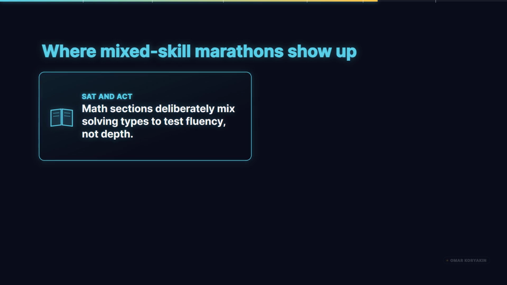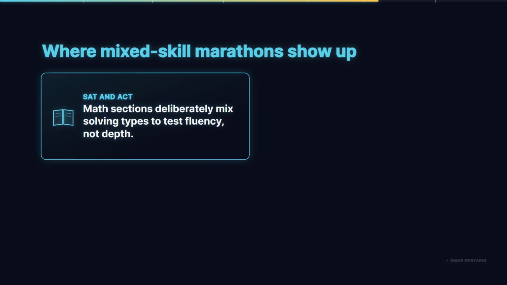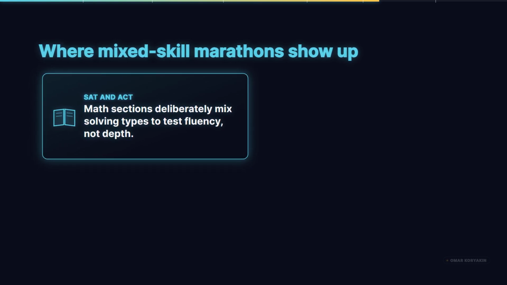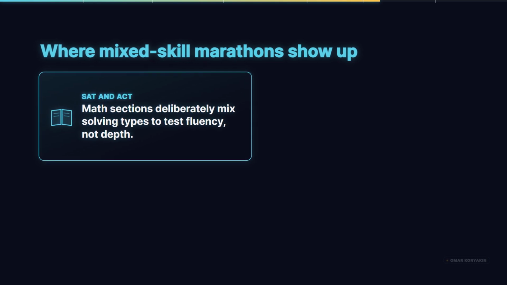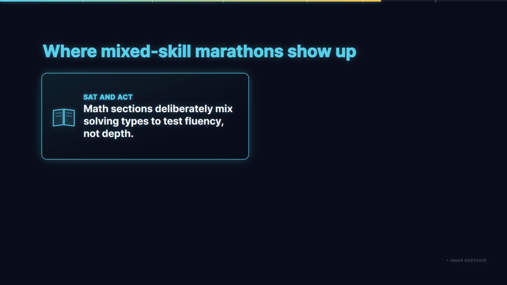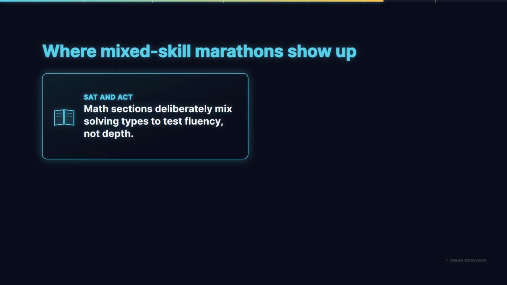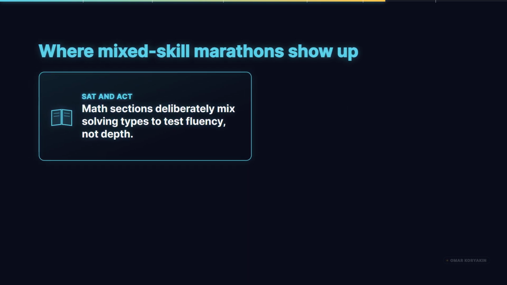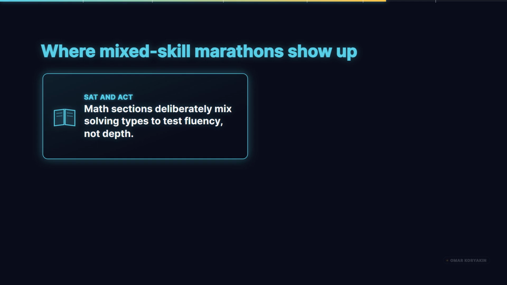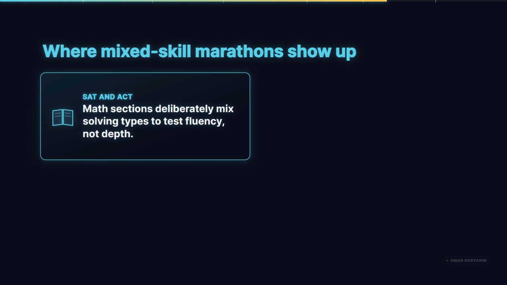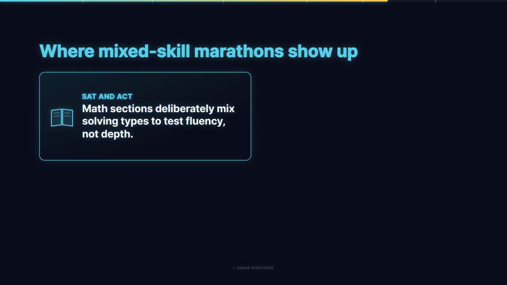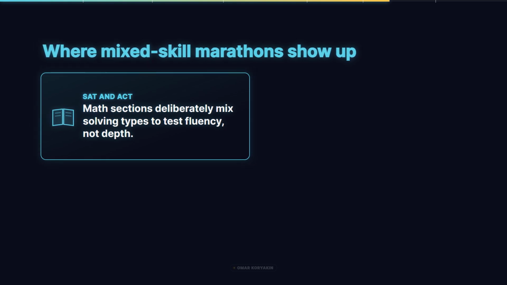On the SAT, ACT, GRE, GMAT, and most state algebra exams, the math sections deliberately mix solving types within each section so that students must first identify the type of problem and then apply the relevant skill. Test writers know that mixed practice is the gold standard of fluency assessment, so they test in exactly that style. Students who have done 60 or 80 mixed practice problems before the test consistently outscore students who only did single topic drills, even when both groups have studied the same total number of hours.